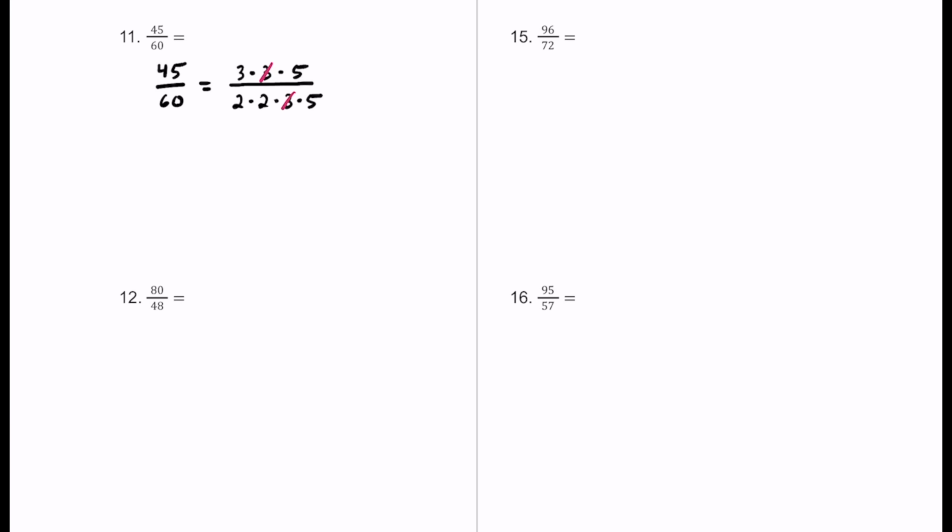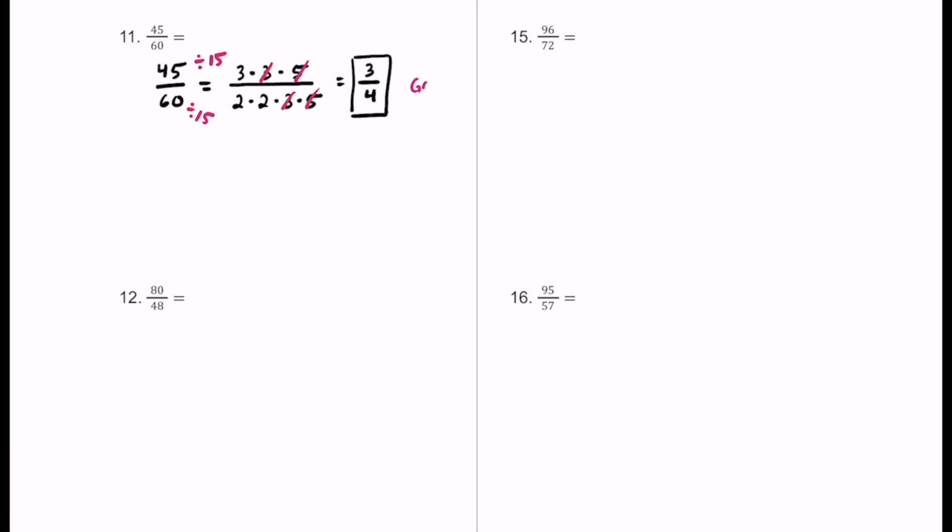So what do they have in common? They both have a 3, and they both have a 5. So 3 times 5, that means the GCF must be 15 here. You can divide them both by 15. And if we do that, on top we're left with a 3, and on bottom we're left with a 4. So 45 out of 60, or 45 minutes out of 60 minutes would be 3/4 of an hour.